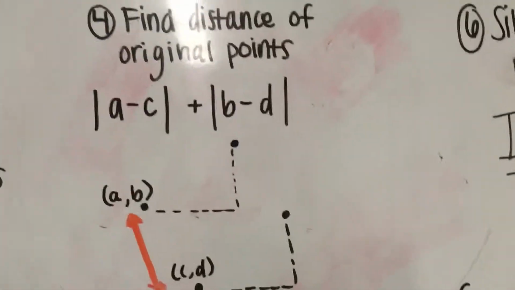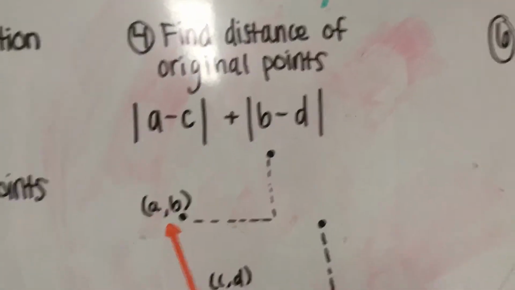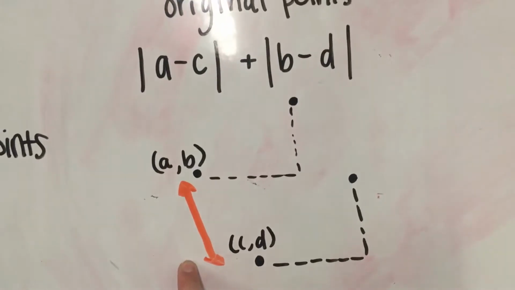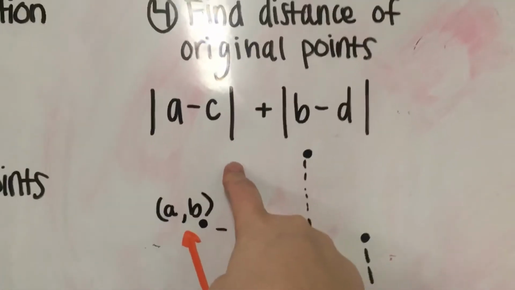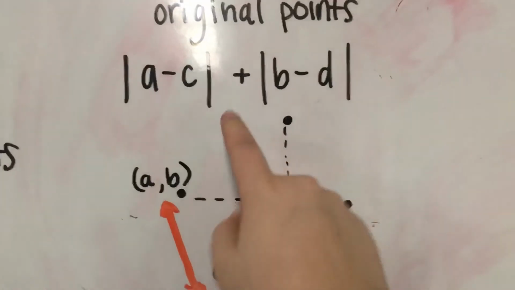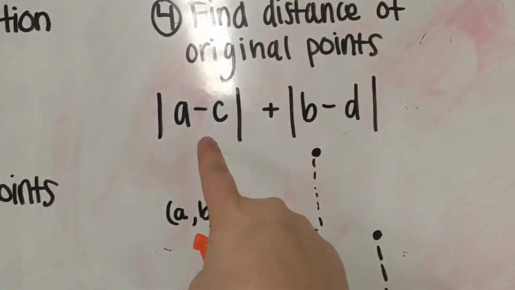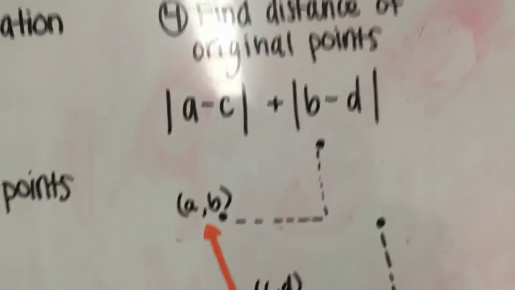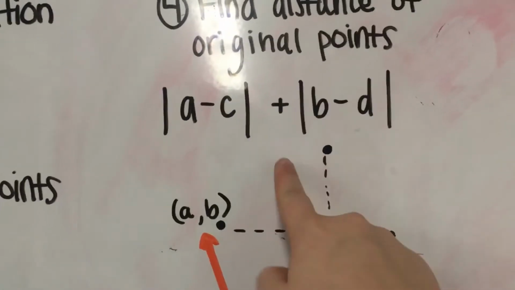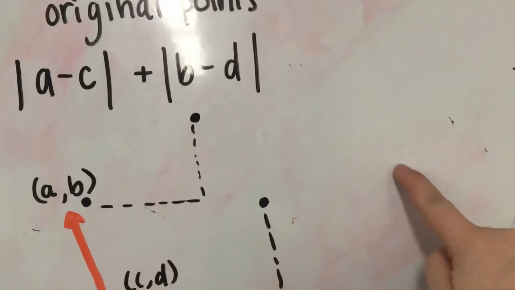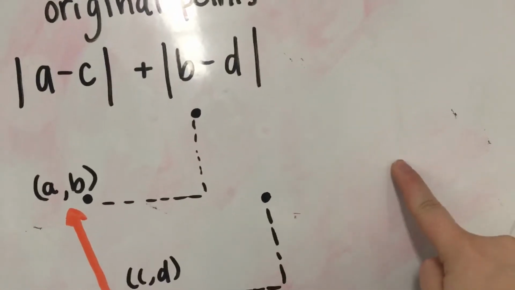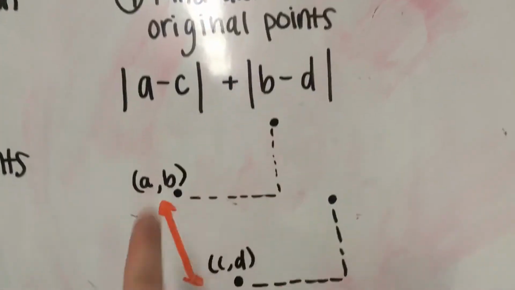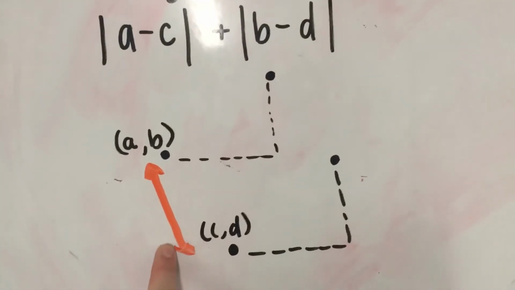The 4th step is to find the distance of the original points. You can find that through the expression, not the equation, since these are variables: the absolute value of A minus C plus the absolute value of B minus D. You use absolute values to avoid negatives, and you use addition because if you think about a triangle in Etch-a-Sketch, you're adding the length and the width to get this distance. That expression represents this distance.